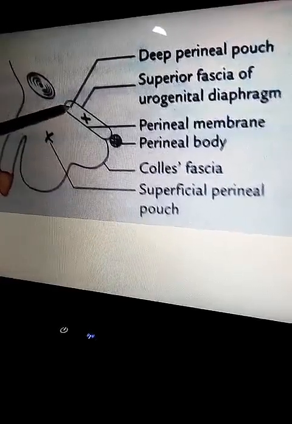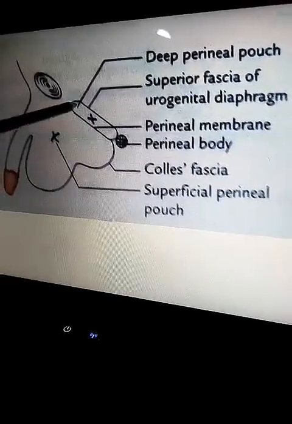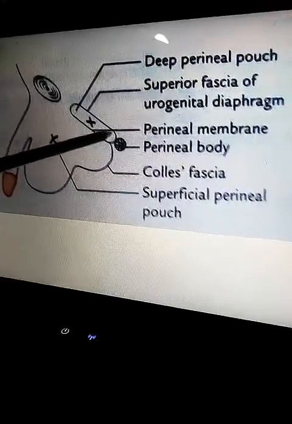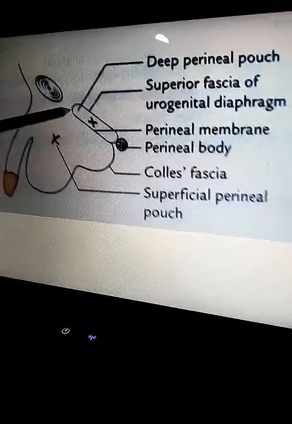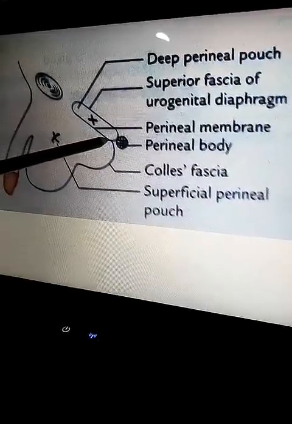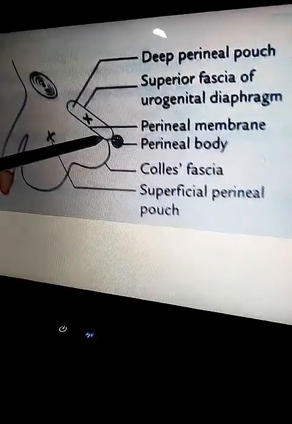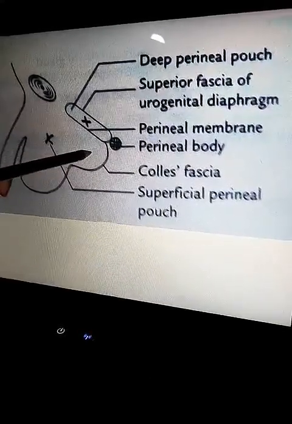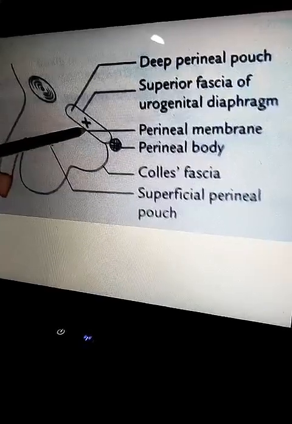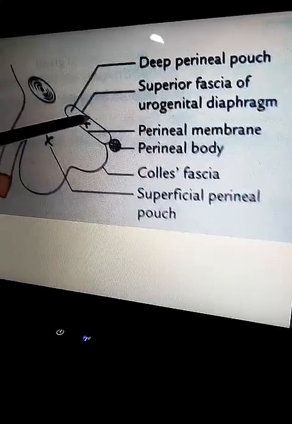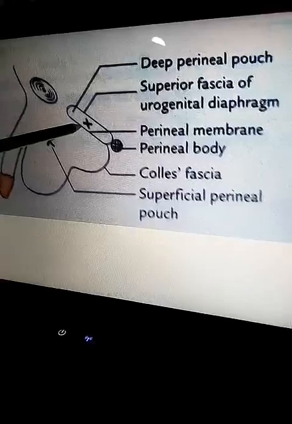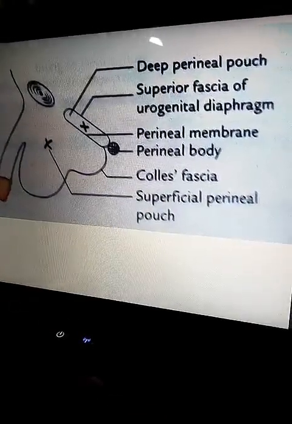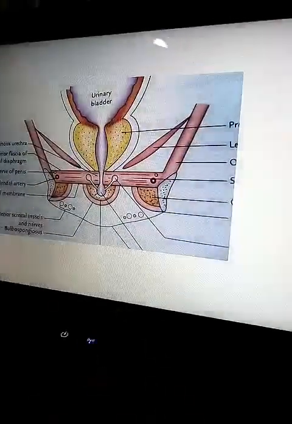Now, in summary, this is the urogenital diaphragm or deep perineal pouch. It has a superior fascia and inferior fascia. Inferior fascia is also known as perineal membrane, and this perineal membrane is fused with the Colles fascia to form the superficial perineal pouch. And superior to the perineal membrane, between the superior fascia and the perineal membrane, is the deep perineal pouch.